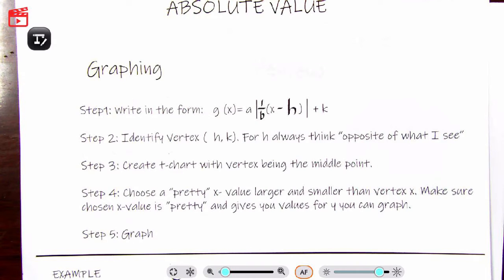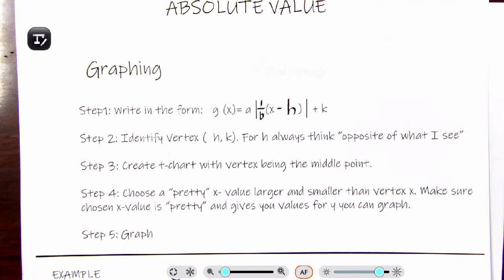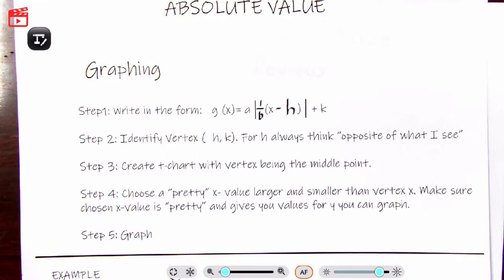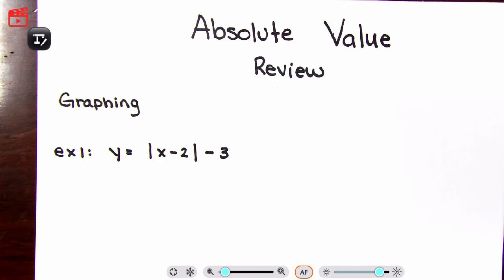Then we're going to create a t-chart with the vertex being in the middle point. Then step number 4, we're going to choose the "pretty" value. Now pretty is in bunny ears or quotations because it's not really pretty, but we basically want to make sure that the x value is chosen very strategically to give you something for y that you can actually graph. And step number 5 is graph. So let's do that real quick.